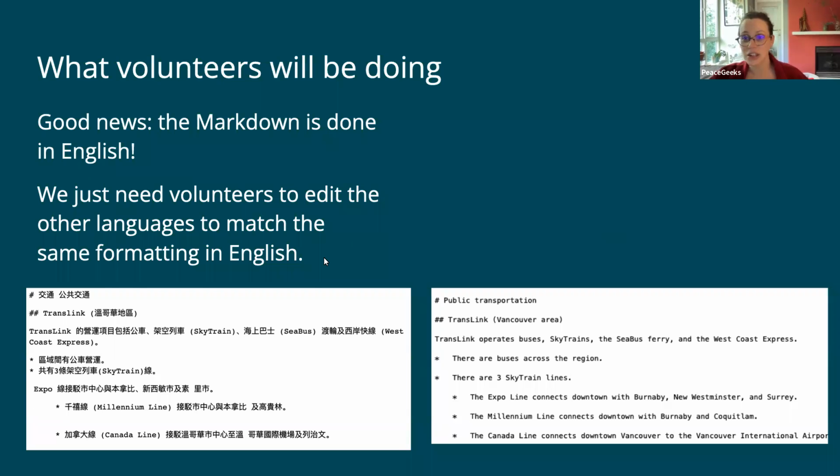So the good news is it's already done in English. I did all of that. So you're really just comparing exactly what you see in the English to whatever language you're working in. This example here is simplified Chinese. You can see English to the right side there. And this volunteer went through and made sure that there's a hashtag, a space, and then the title, which means public transportation in that language. So it's just exactly matching the English. That's essentially what you're doing, going through, making sure that the language and the Markdown in that language is matching exactly what we see in English.